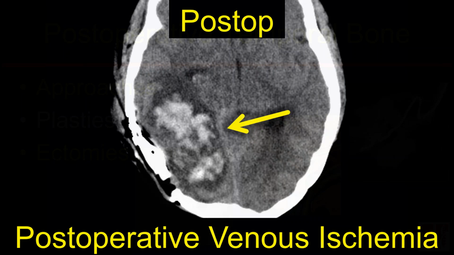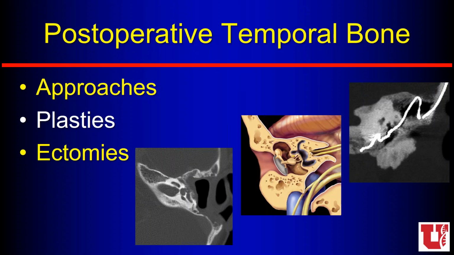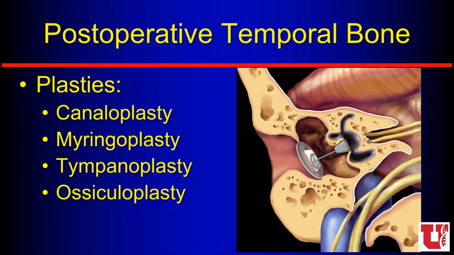So next we think about the plasties. There are a lot of reconstructions that we might do around the tympanic membrane and the ossicles themselves when they get there. One of the first plasties we think about is the canaloplasty, if they're trying to reconstruct part of the canal itself. A myringoplasty if they're reconstructing the tympanic membrane. We have tympanoplasties and then ossiculoplasties if we're reconstructing the ossicles at that level.